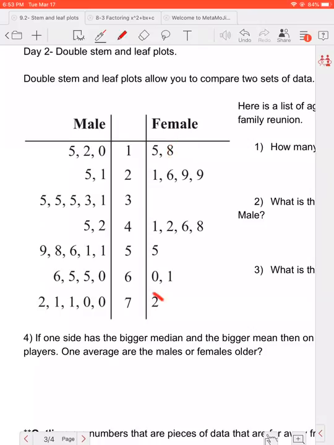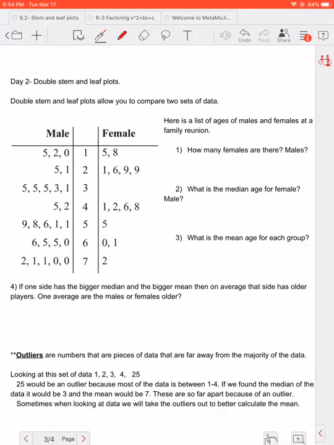And we also have a female who's 72 and a male who's 70 and another 70, another 71, 71, and 72. Okay? So we're going to use this to answer some questions, and then we'll eventually go ahead and put some in a double stem and leaf plot, I believe. Okay, so it says how many females are there and how many males.